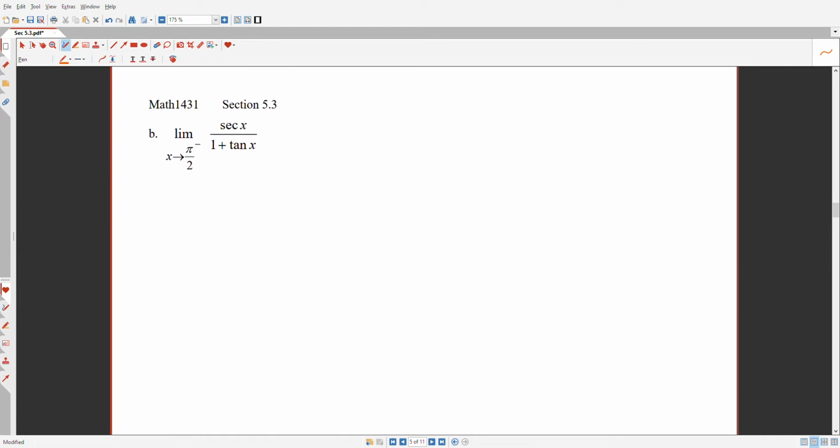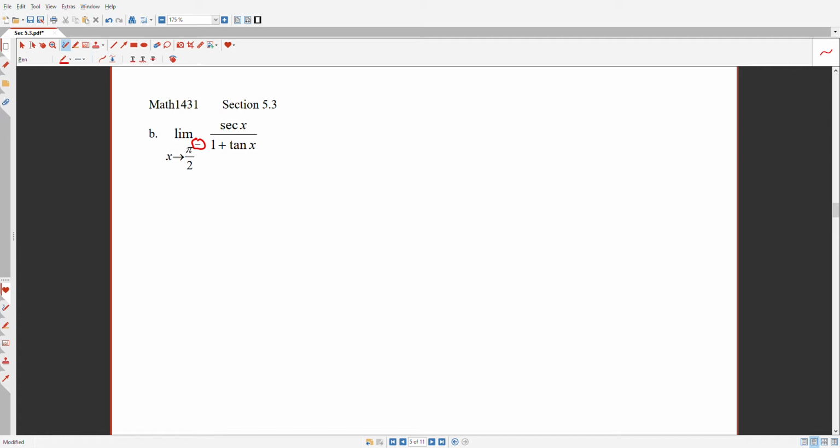All right, let's try another example here. Sorry, I keep hitting my microphone. The limit as x goes to pi over 2, and this is an interesting one, from the left, so we'll be sure to pay attention to that, of the function secant x divided by 1 plus tangent x.